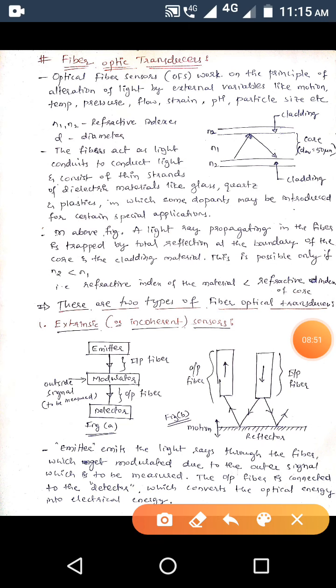Now let us look at the next topic, that is fiber optic transducers. Okay, so what is a fiber optic transducer here? It works on the principle of alteration of light by external variables like motion, temperature, pressure, flow, strain, pH value, particle size, etc.